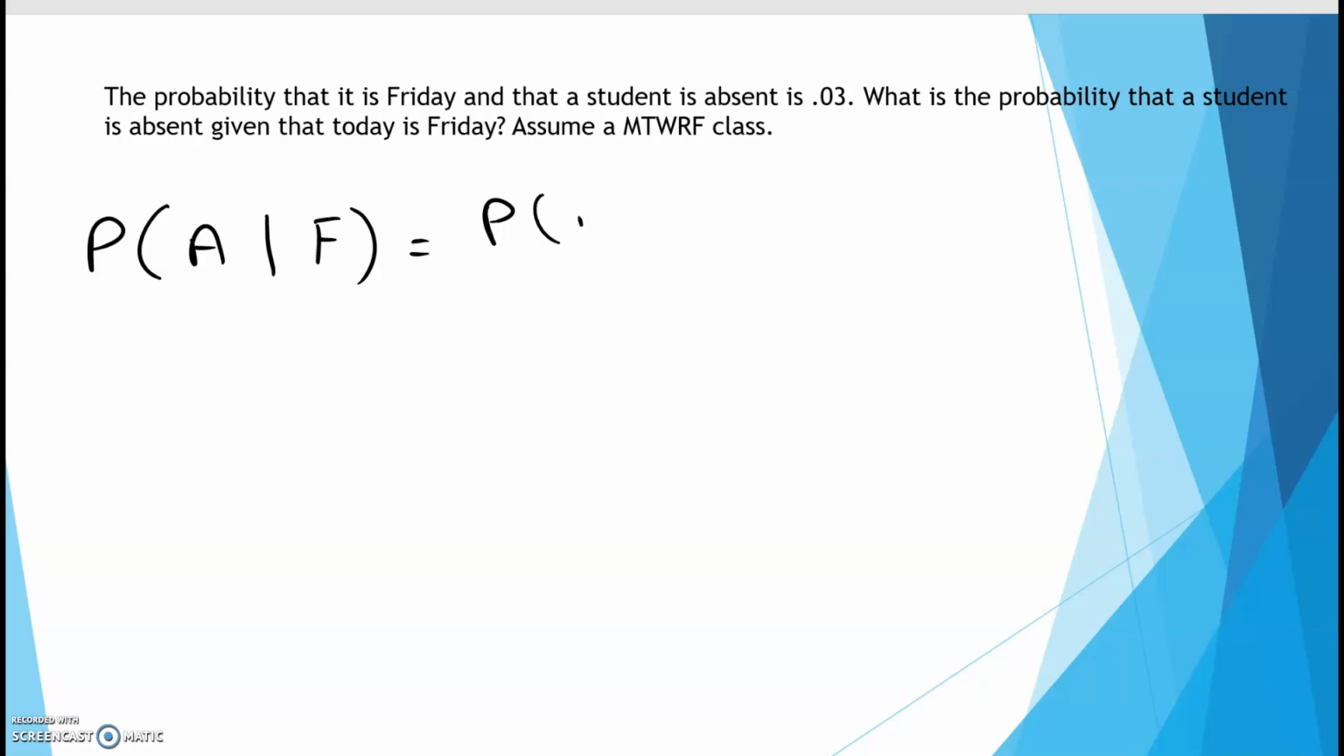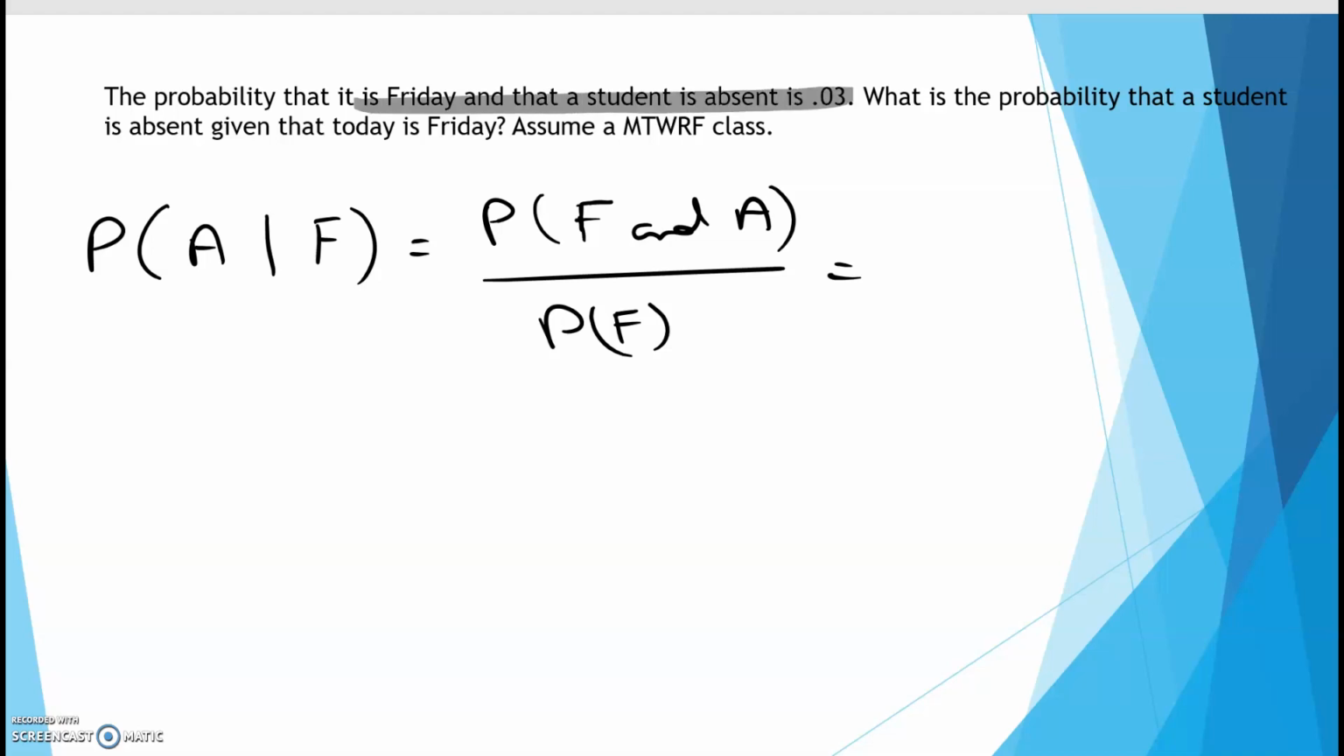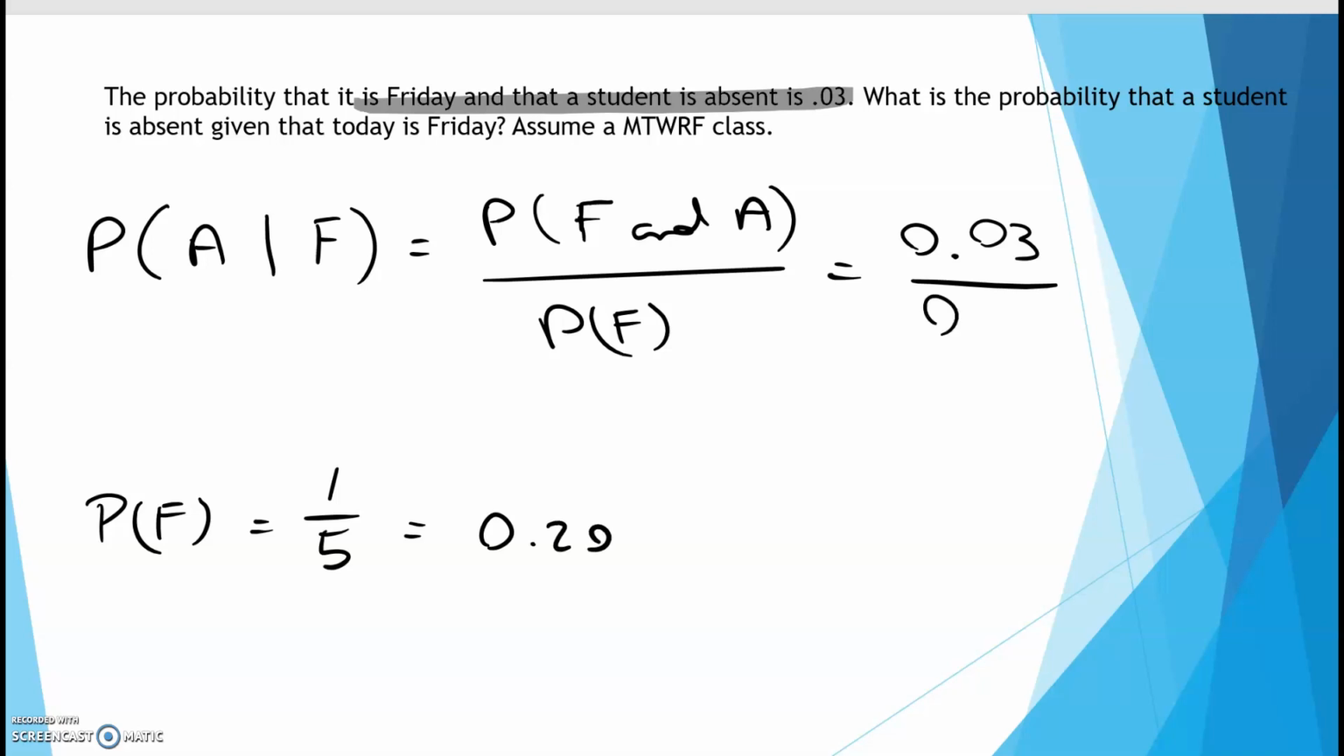So I need both of them, Friday and absent, divided by Friday. Well, it said that the probability that it is Friday and that the student is absent is 0.03. Now I gotta figure out what's the probability of being Friday. Well, there's only one Friday out of a Monday through Friday class, that's 5 days. So 1 out of 5. Well, that's the same thing as 20%, or 0.20. So divide by 0.20. And this is going to give you 0.15. And that is your final answer.